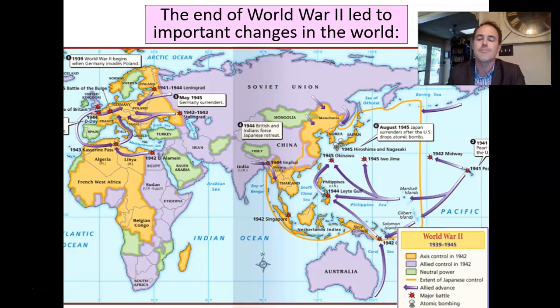So it led to important changes in the world. We're going to talk about one primary one today, but in the next unit, we're going to look at many others. But here we are, a map of World War II. Check out the key down there at the bottom, 1939 to 1945. Now, let me point out that those are the dates for World War II in Europe.